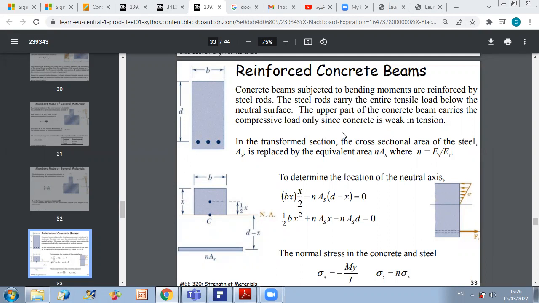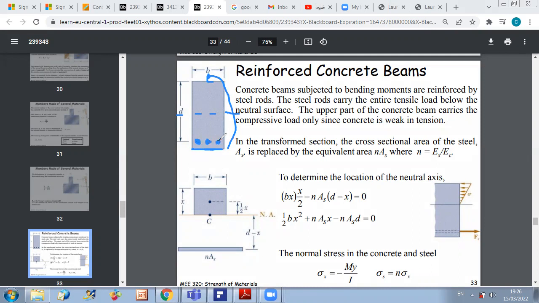In fact, the steel rods can carry a tensile load, while the concrete will be able to carry the compressive load. And this is why, for example, if we are subjecting the section to a positive bending moment, then the upper part will be subjected to compression, and this compression will be supported by the concrete material, while the lower part will be subjected to tension. And since concrete is weak in tension, what we do is that in the lower part, which will be subjected to tension, we reinforce concrete by putting steel rods.